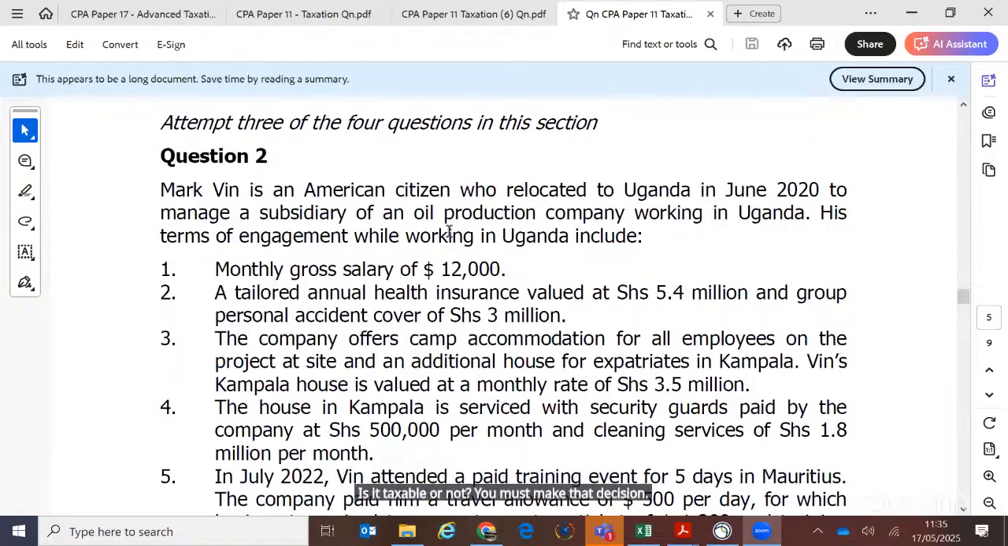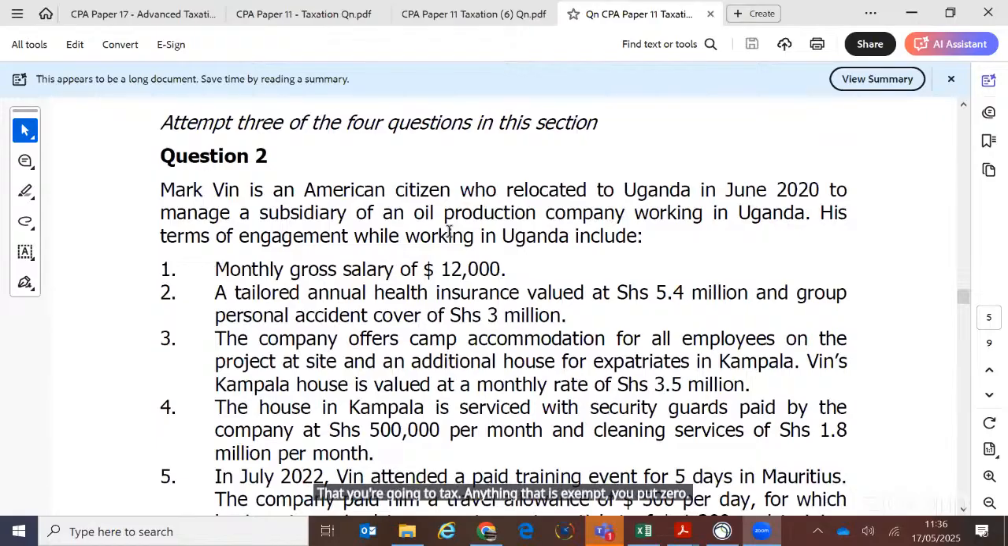I read an item, this was given to the employee. Is it in cash? If yes, is it taxable or not taxable? Is it an item? Is it something in kind? Is it taxable or not taxable? Everything that is taxable, you must determine the amount of the taxable amount that you're going to tax. Anything that is exempt, you put 0.